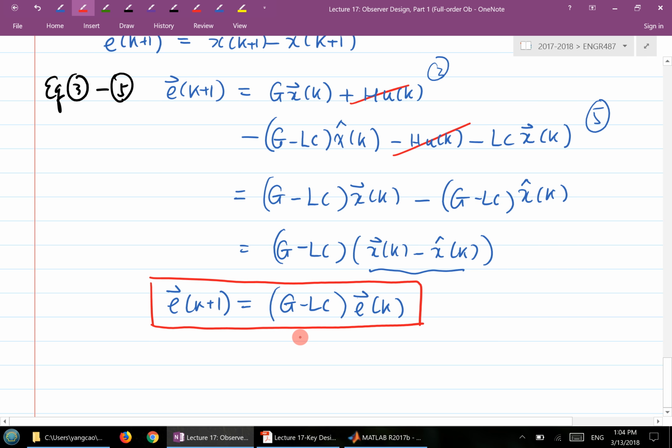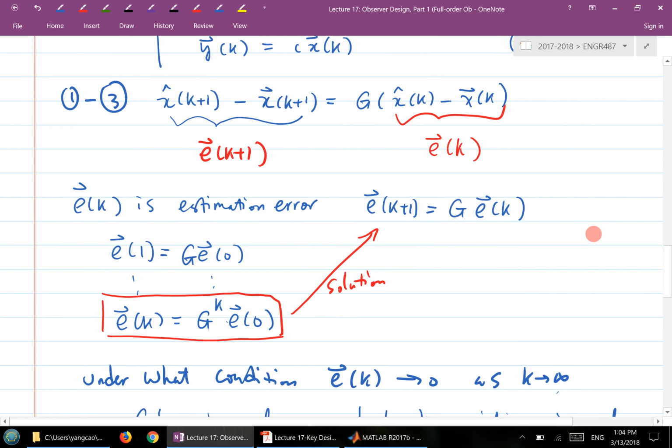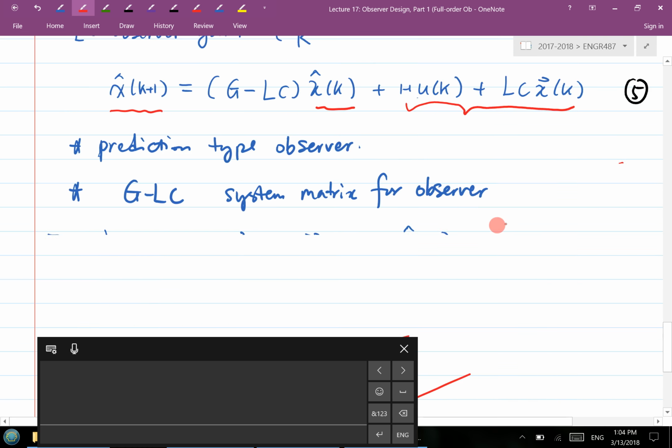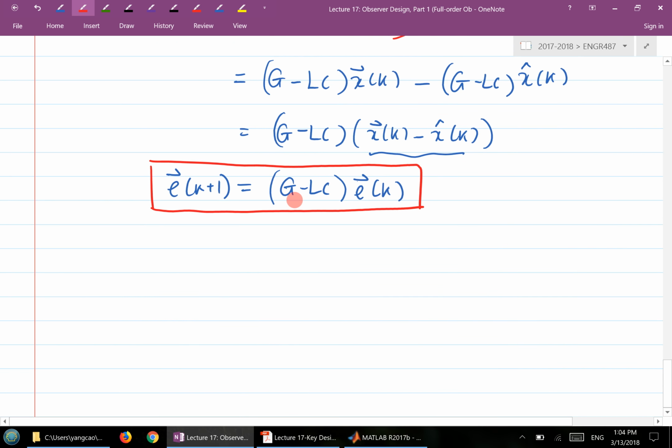So now you immediately can see what's the difference between these error dynamics and the previous error dynamics. The previous one is simply e of k plus 1 equal to G times e of k. That's it, right? But this time you got a G minus LC here. The difference is that L is a choice of the user, right?